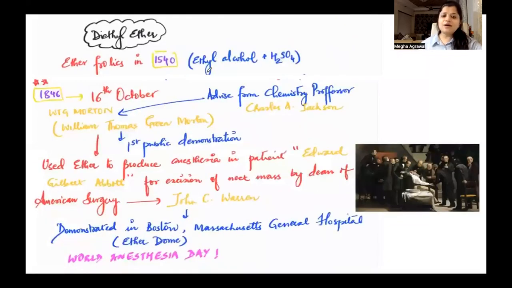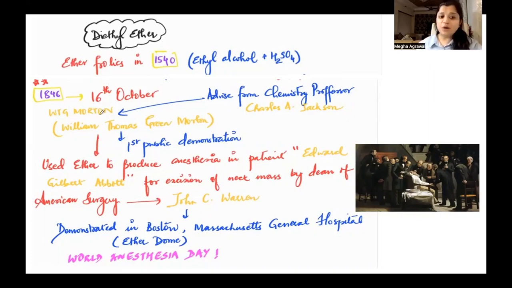After nitrous oxide, diethyl ether. As I have already told, in 1540 it was used in ether frolics, but on 16th October 1846, it is the most important part in the history of anesthesia. And actually, this question was asked in my exam also.